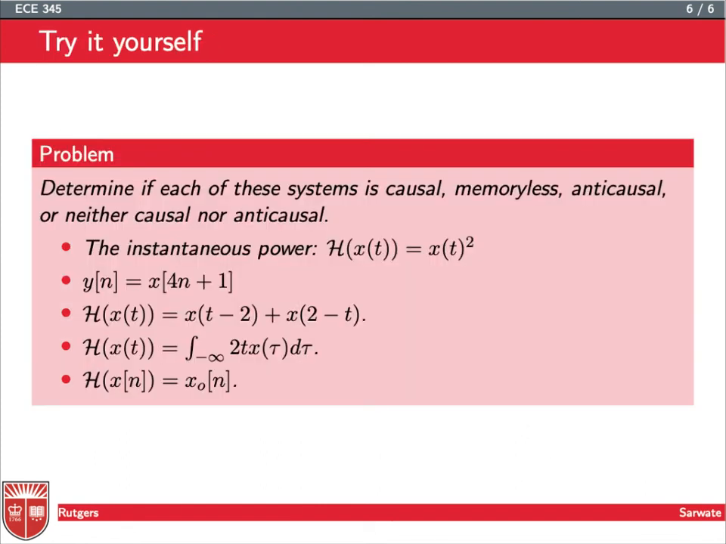So try it out yourself. For these systems listed below, try to determine if each is causal, memoryless, anti-causal, or neither causal nor anti-causal. It is useful to go through this process because it helps you get a feel for what this causality property really means. It's sometimes a little tricky the first time you look at it, so it's important to do these examples.